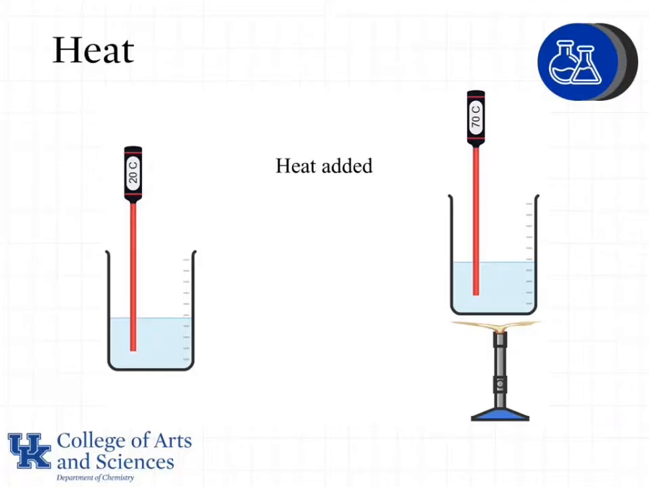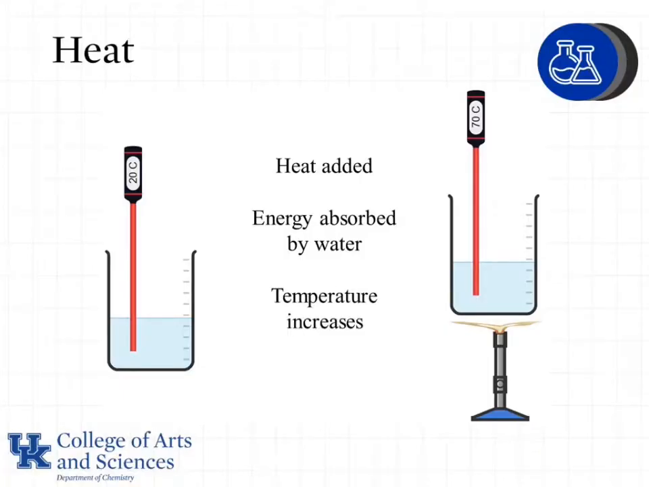When we have a system, such as a beaker of water, at 20 degrees Celsius, we can add heat to that. So the heat is coming from the burner and from the flame, and so it's providing heat, so heat is being added. The energy is absorbed by the water, and then the temperature increases.